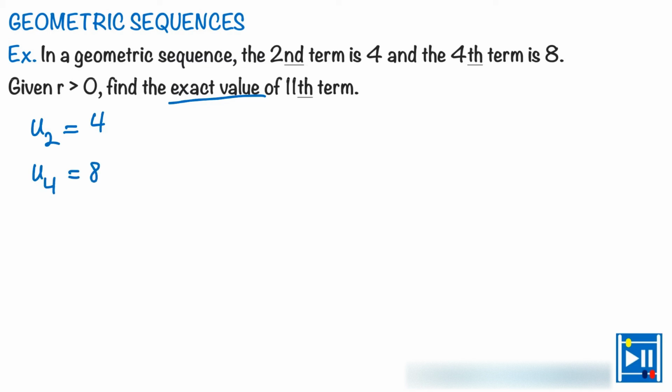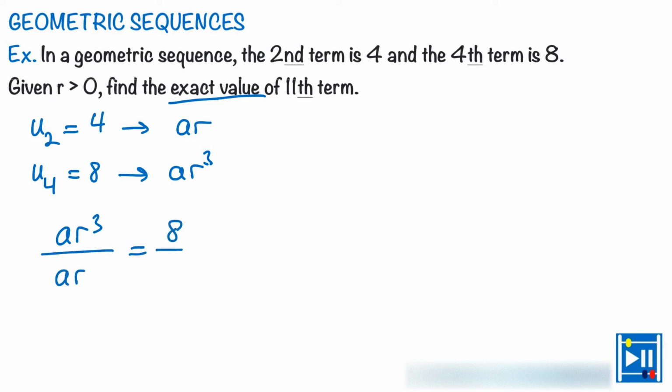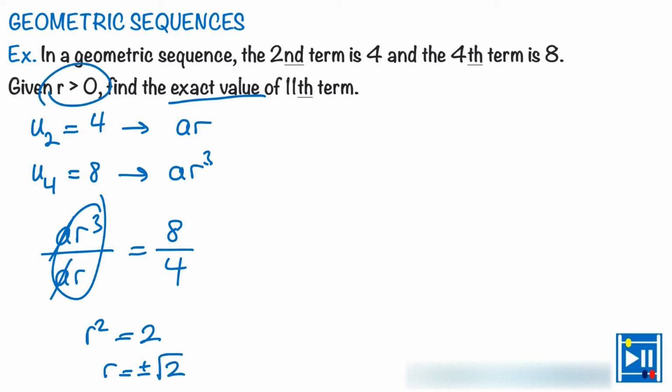Now I can write a common ratio here because this is going to be a times r, this is going to be a times r cubed, right? So if I write this ratio like this, it's going to be 8 over 4. So I will simplify a's, and I'm going to end up here after simplification with r squared, which is going to be 2. Now if r squared is 2, I'm going to end up with r being plus or minus root 2, but just because r is given to be positive, I'm going to end up with r equals positive root 2, right?